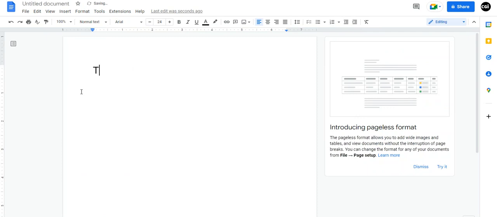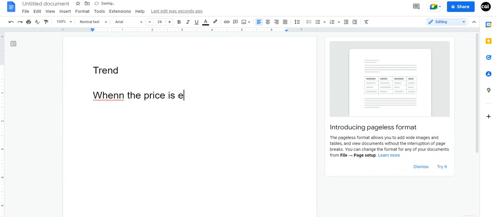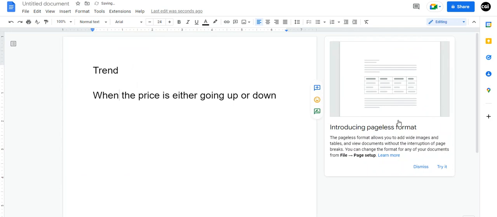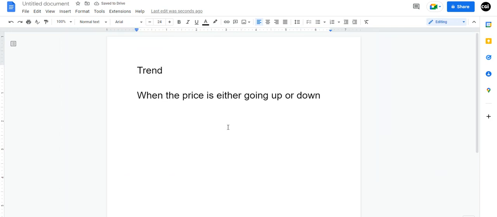All right, so trend. A trend is when the price is either going up or down. When the price is either going up or down, we call it a trend.